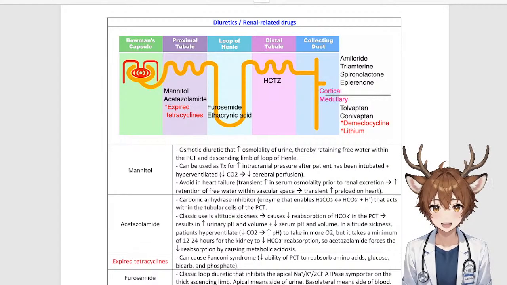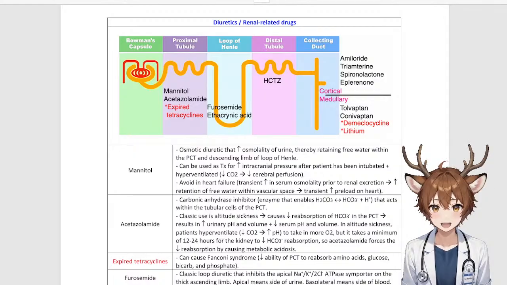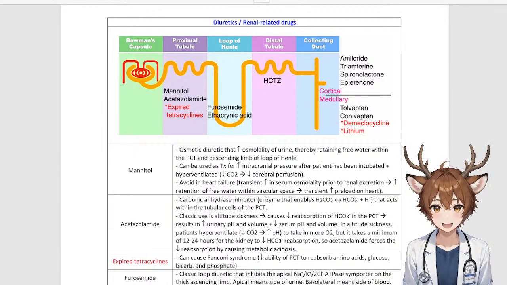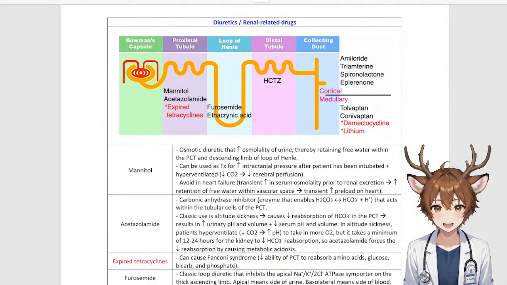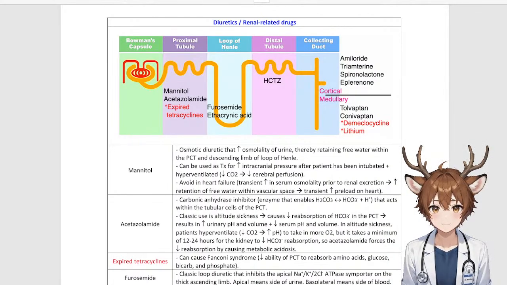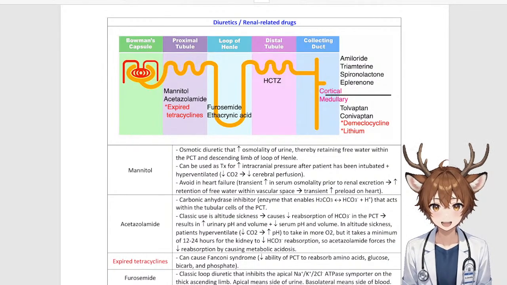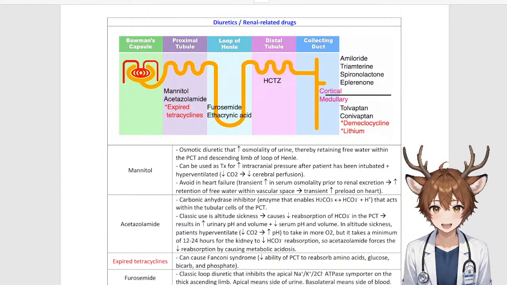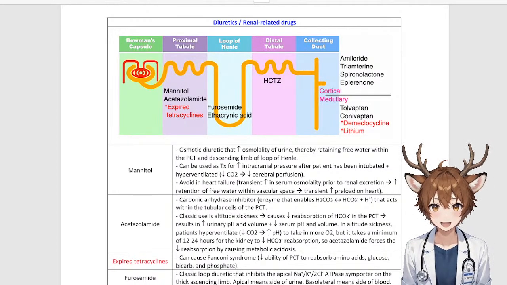Mannitol is an osmotic diuretic that increases osmolality of urine, thereby retaining free water within the PCT and descending limb of the loop of Henle. It can be used as a treatment for increased intracranial pressure after the patient has been intubated plus hyperventilated, decreasing CO2, leading to a decrease in cerebral perfusion. Avoid it in heart failure: a transient increase in serum osmolality prior to renal excretion leads to retention of free water within the vascular space, leading to a transient increase in preload on the heart.